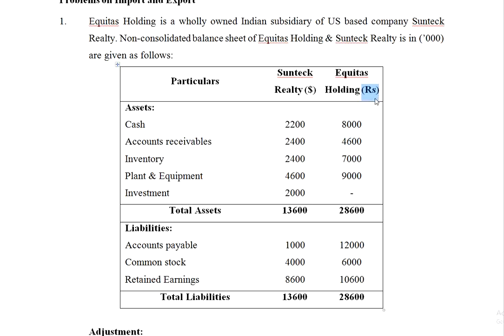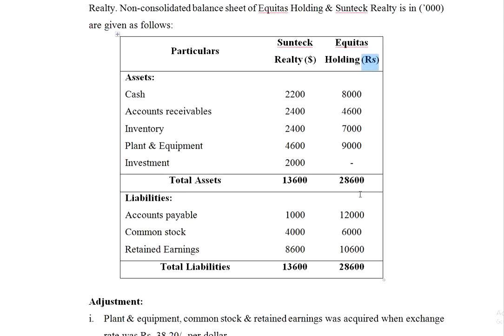So before beginning, we have to check the total assets and total liabilities. It is 13,600 for Suntec Realty and 28,600 for Equitas Holding, and the total liabilities of the companies are matching, so it is tallied. Which means the problem is correct and we can go further. So these are the single items of assets and liabilities that we are going to discuss further while solving the problems. Let us not waste much of our time over here.